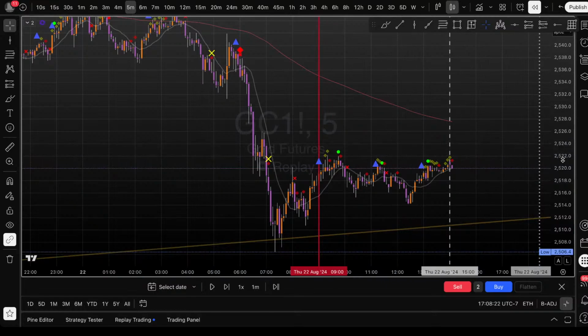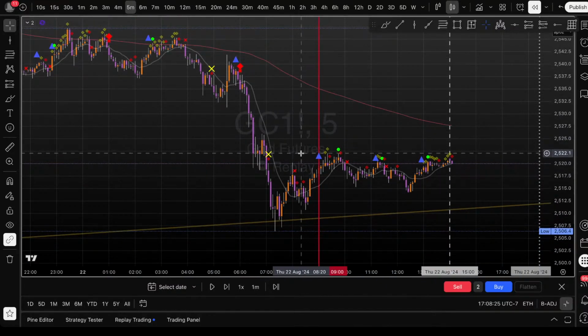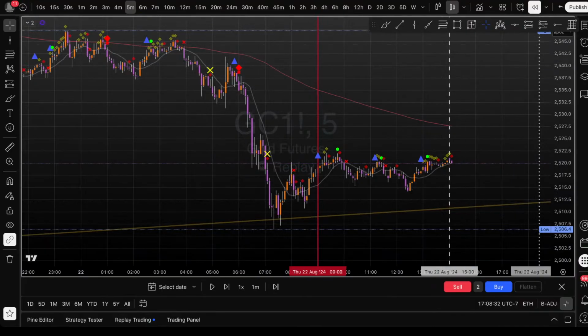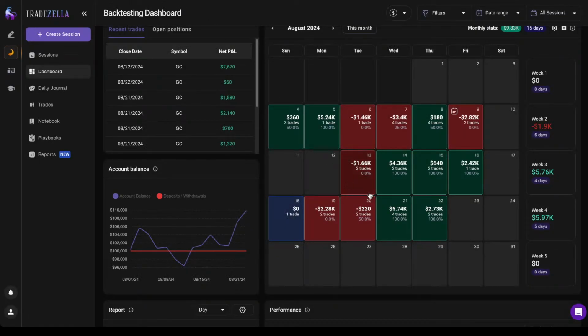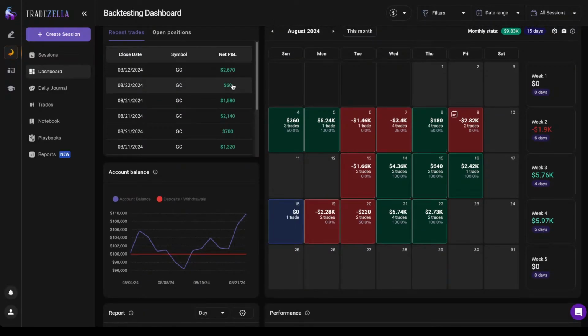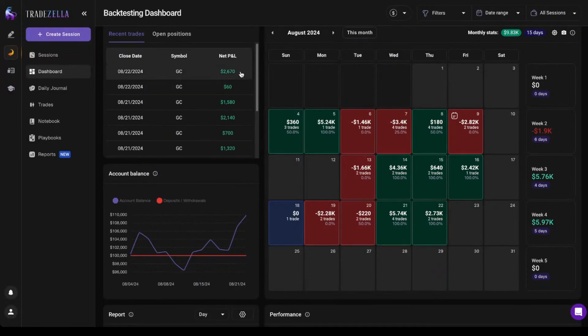Let's take a look here. Let's go to TradeZella. Yeah, we bagged 2670 on that trade yesterday. I don't even think I realized that. We bagged 2670 on that short yesterday.